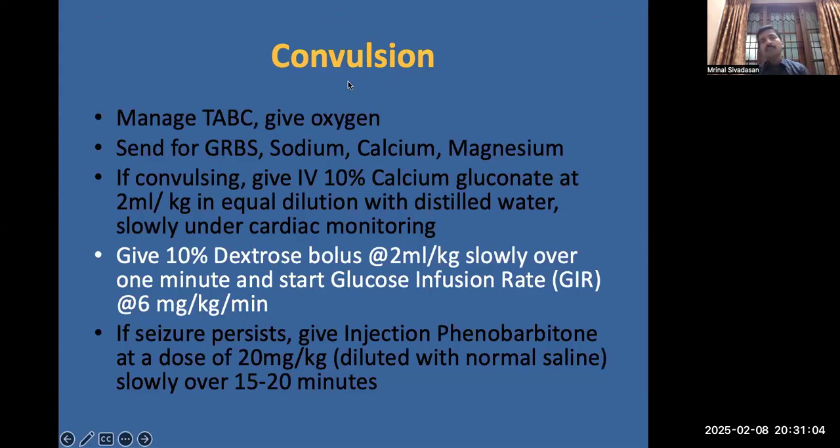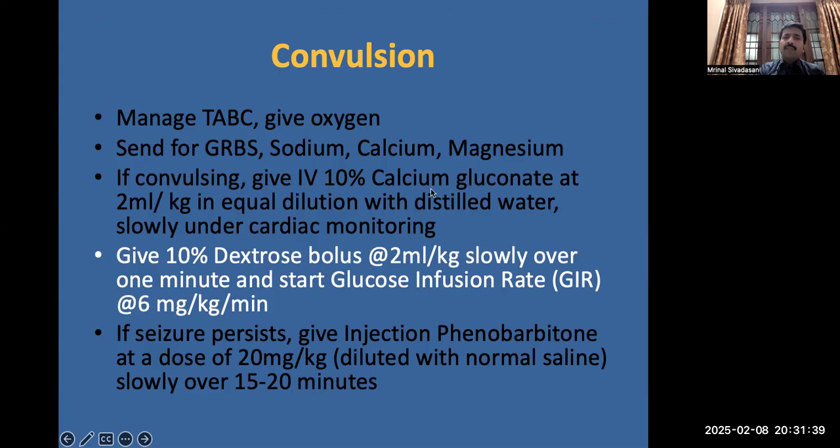And then we come to seizure or convulsion. In convulsion also, you have to manage temperature, airway, breathing, and circulation, give oxygen, monitor the saturation using a pulse oximeter, and measure the blood glucose, sodium, calcium, and magnesium. If your glucometer is not working, or if it is showing hypoglycemia, that is low blood sugar, then you give a 10% dextrose bolus of 2 ml per kilo, and then start IV fluid at a rate of 6 mg per kg per minute of glucose.